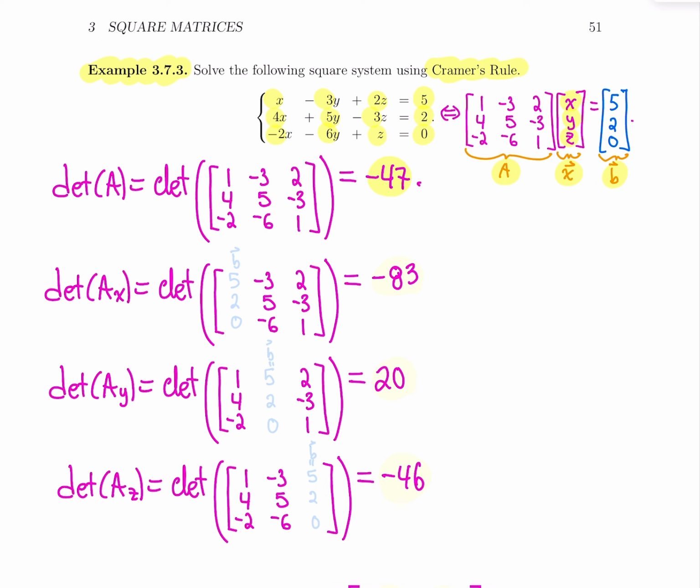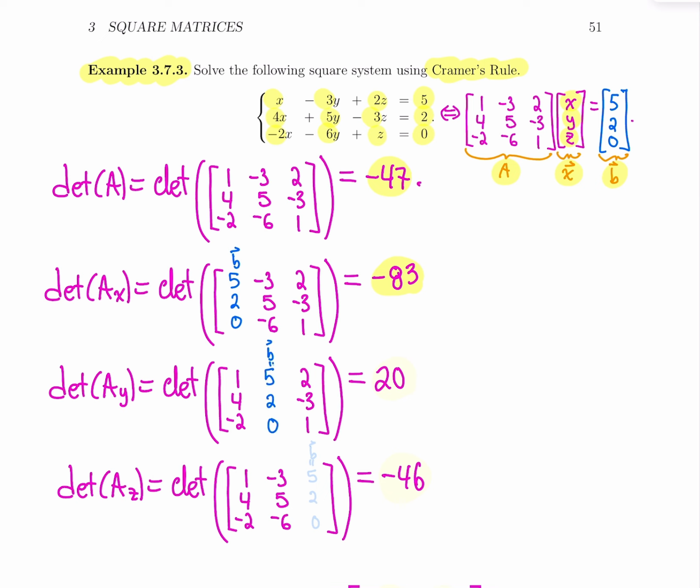Now I'm going to replace the first column to construct AX. So I'm replacing the first column by 5, 2, 0. Make sure that you try to compute the determinant of this brand new matrix where the first column is replaced by b. So if you do it, please double check that this is going to give you a nice minus 83. And then you construct AY, where you're just replacing the second column, the y column, by b.